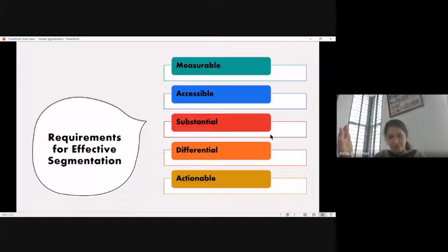It should be measurable. In fact, I have introduced this word, MADSA. It will be very easy for you to remember. MADSA: measurable, accessible, substantial, differential, actionable. Requirements of effective segmentation, just use the keyword. Okay, so measurable talks about it should be possible to measure the actual potential of the market.